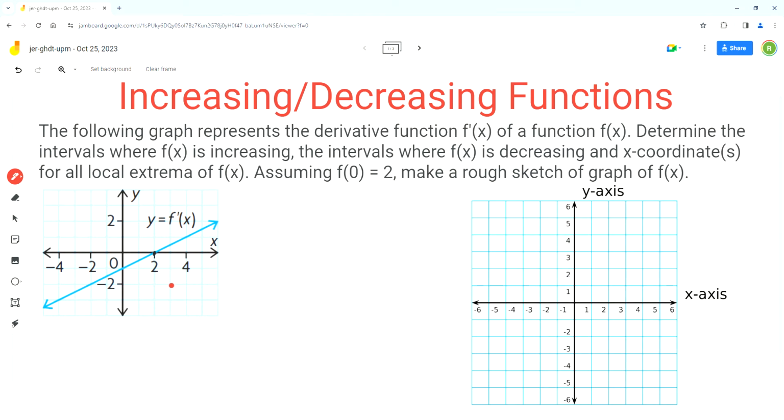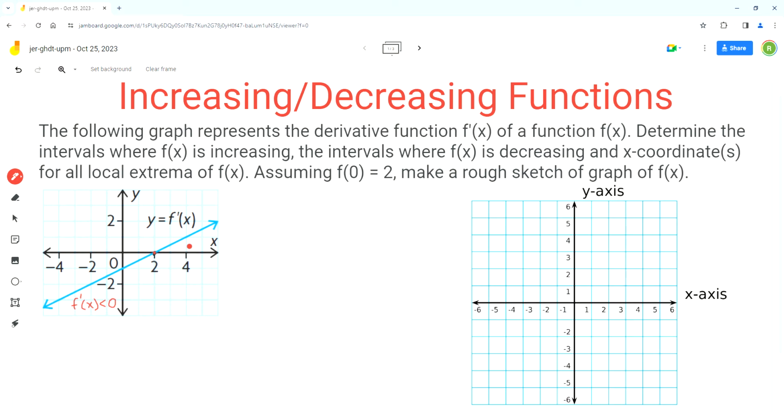So we'll have to analyze the graph of f prime of x. As you can see in this graph, it is a straight line and has the x-intercept at x equals 2. Now on the left side of this x-intercept, the graph is below the x-axis. So as a result, f prime of x is less than 0 on the left side of this x-intercept because the graph is below the x-axis.